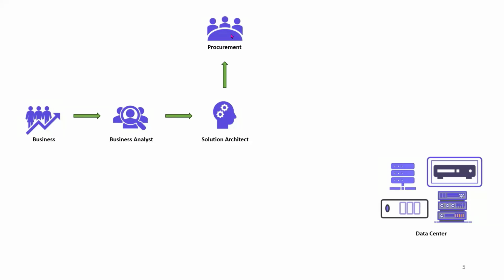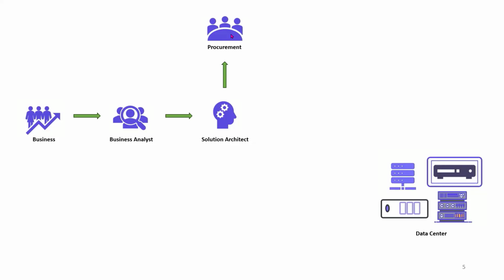Okay, so what will they do? They will try to create a request to the procurement team. So this is what we are talking about, a traditional model, sir. In a traditional model, the deployment is done in your own data center. You have to make use of the assets of your own data center.